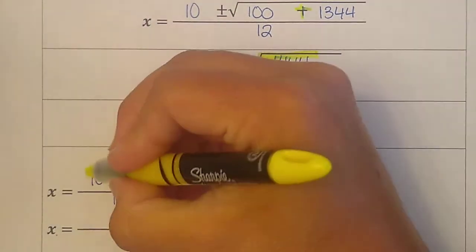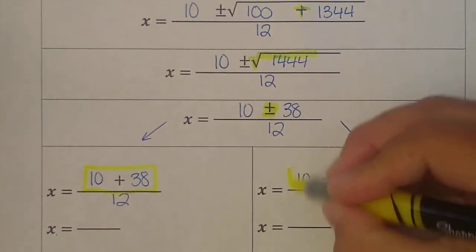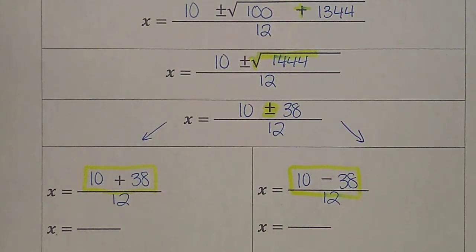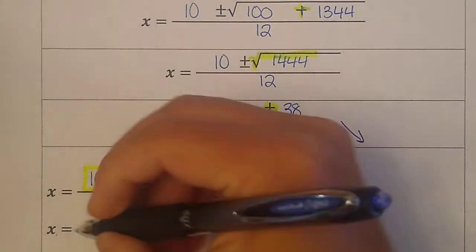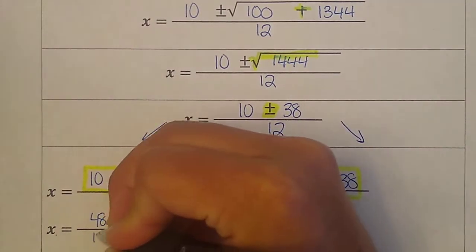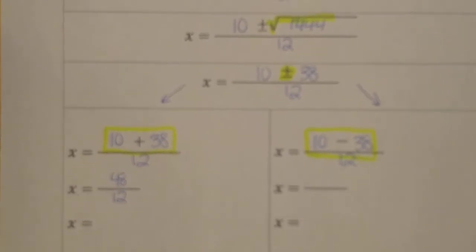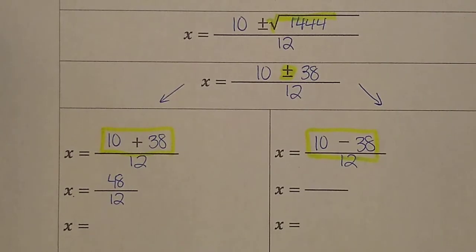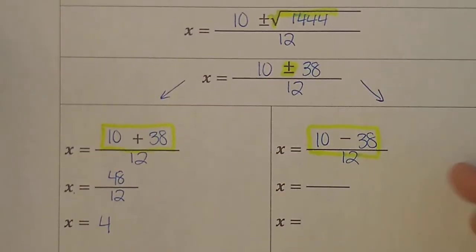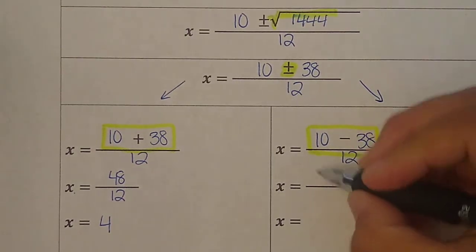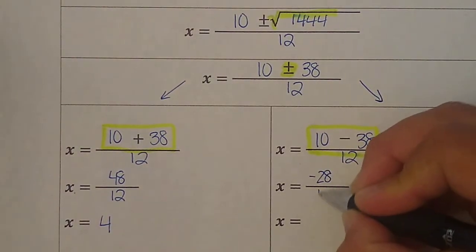So now I deal with my addition, I deal with my subtraction. 10 plus 38 is 48. Then I just have to divide by 12 to get one of my final answers, which is 4. 10 minus 38 is negative 28 divided by 12.